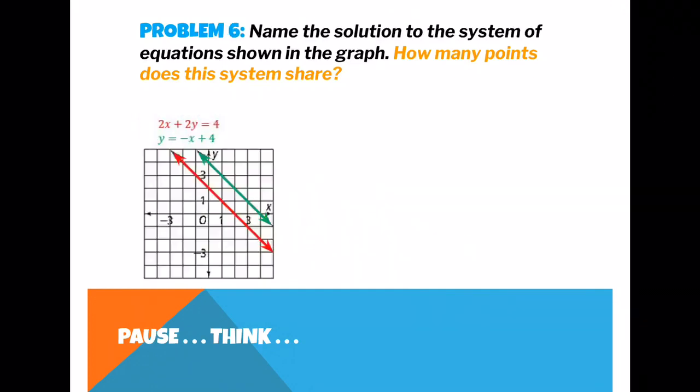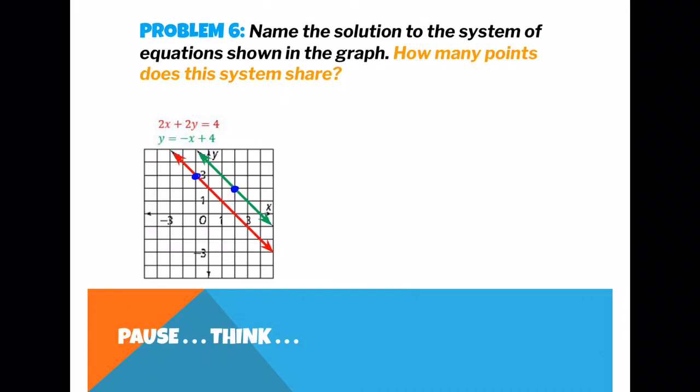So we have one solution for this system of equations. Let's look at another one. In problem number 6, we have another red and green line. And I ask you, how many points does this system share? Take a moment and think, how many points do these two lines share? Do they share this point? Well, this point is on the red line, but it is not a point on the green line. So it's a solution to the red line, but not a solution to the system. What about this point? Once again, this point is on the green line, but it's not also on the red line. So it's a solution to the green line, but not a solution to the system.